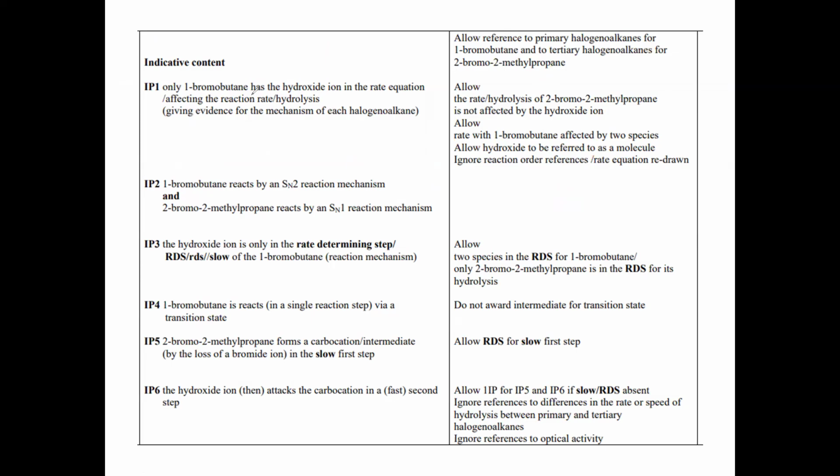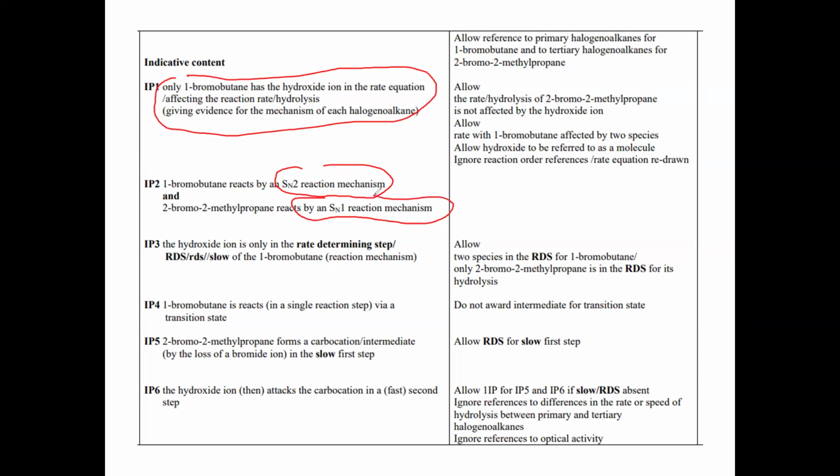Only one bromobutane has the hydroxide ion in the rate equation affecting the rate of hydrolysis. So we can say that 1-bromobutane has the OH minus ion there because the OH minus ion takes part in the slower step of the mechanism. 1-bromobutane reacts by the SN2 reaction mechanism. Now you have to talk about the reaction mechanism. When you draw those structures, we say that the first one is the SN2 mechanism and the other one is the SN1 mechanism. If you have mentioned them, you get 1 mark.